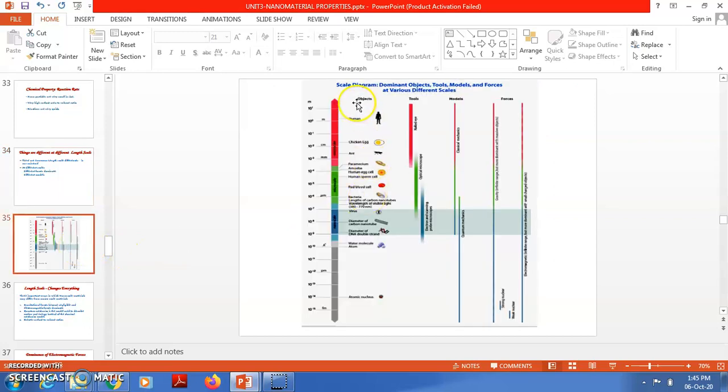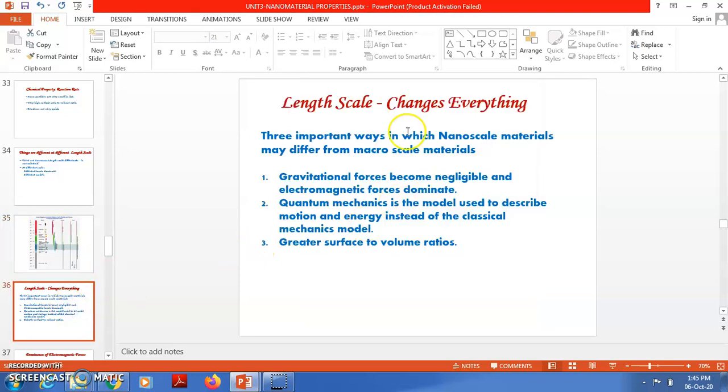Here you can see the scale diagram. Dominant objects, tools, models and forces at various scales are used to explain the size dependent properties. Then, three important ways in which nanomaterials may differ from the microscale materials. One is gravitational forces become negligible and electromagnetic forces dominate and become very high.